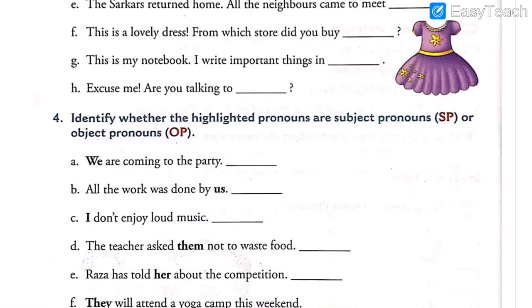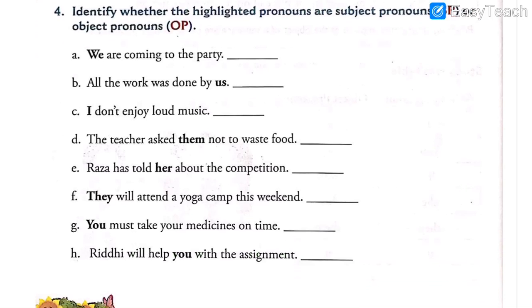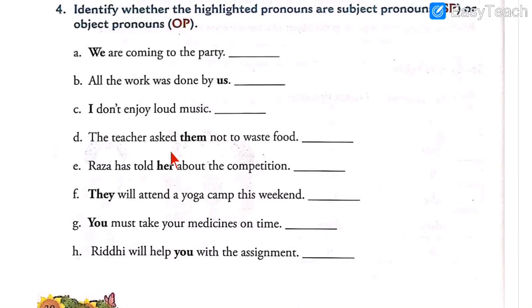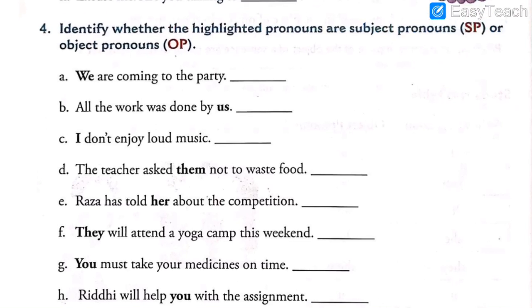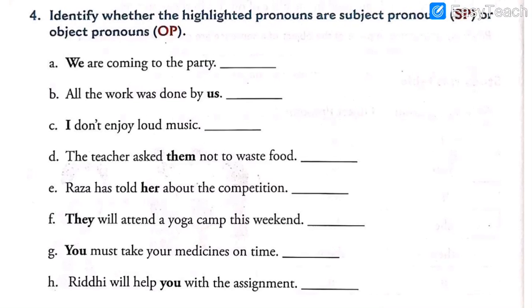Now moving ahead to exercise number 4. As you can see, exercise number 4 is on your screen. This is the exercise that we are solving today. So please give the heading in your notebook. Exercise number 4. The heading is: identify whether the highlighted pronouns are subject pronouns SP or object pronouns OP.